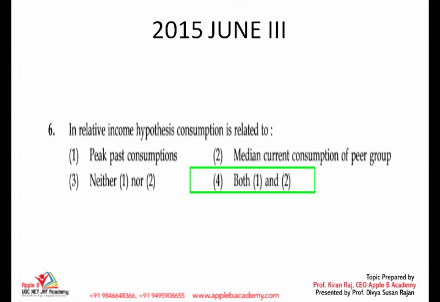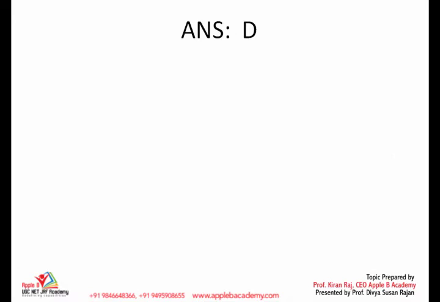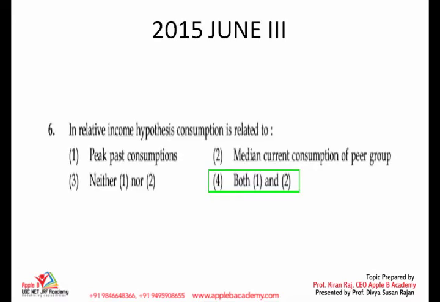Question number 6, UGC NET 2015, June paper 3. In the relative income hypothesis, consumption is related to A, past peak in consumption, B, median current consumption of the peer group, C, neither 1 nor 2, or D, 1 and 2. Now we know that consumption is dependent on both the behavior of others, as explained by the demonstration effect, and also on the past peak consumption, as explained by the ratchet effect. So the correct answer to this question is again going to be 4, that is both A and B.